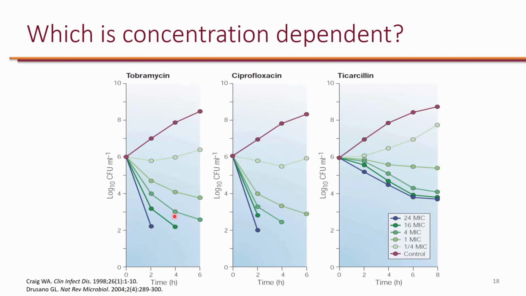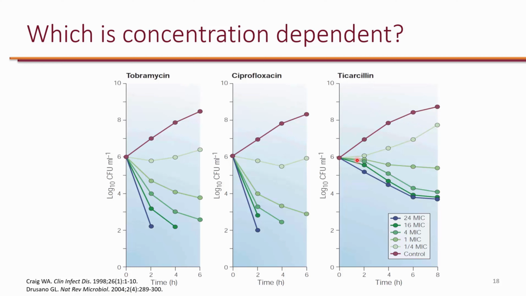Now let's look at ciprofloxacin. They did the same experiment. You can see that as they increase the concentration of ciprofloxacin, more and more of the organism died as time went on. Now compare that to ticarcillin, which is a beta-lactam.